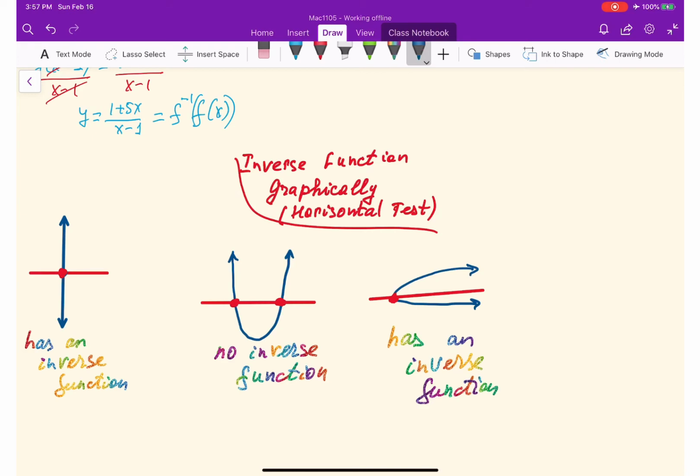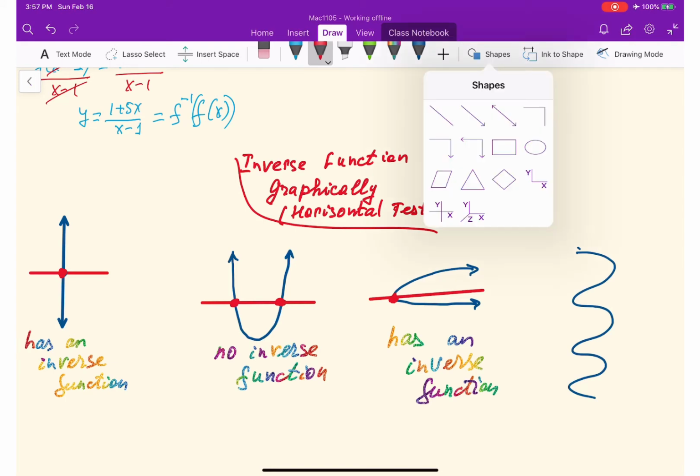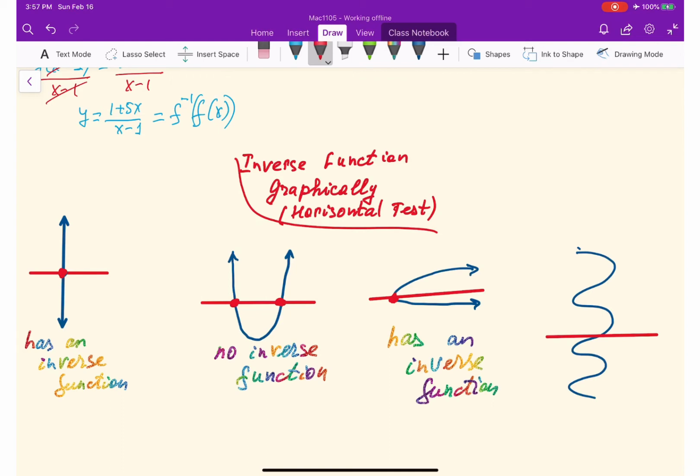And then let's say we have such an example. So if I provide a horizontal line, it's crossing only in one spot, then it has an inverse function. Okay.